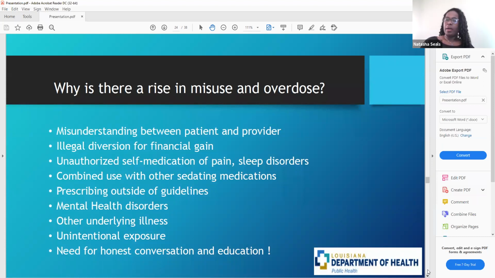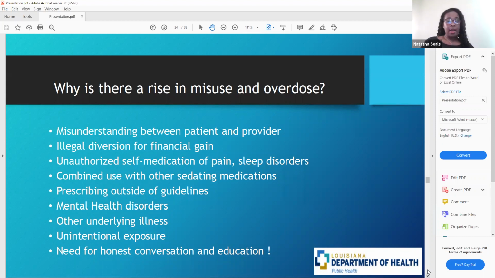Unauthorized self-medication for pain, such as sleep disorders. You sometimes may have problems with going to sleep at night. And you know that you have this medication at your house that is supposedly reported to cause drowsiness. That is misuse.